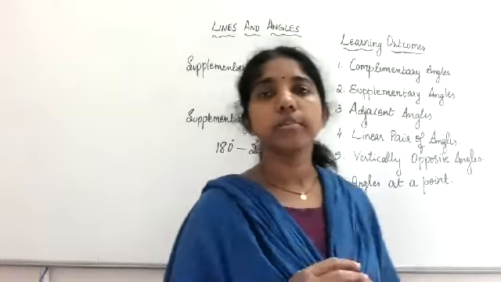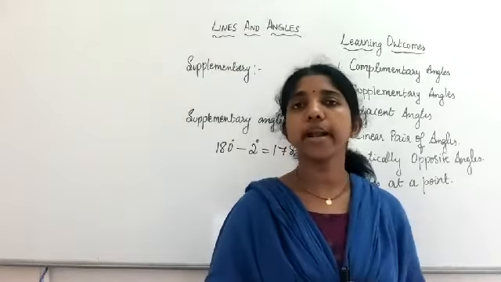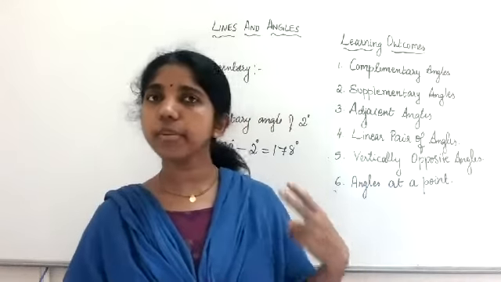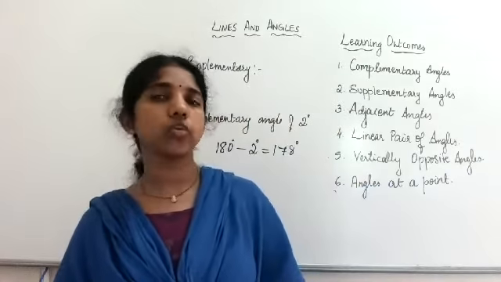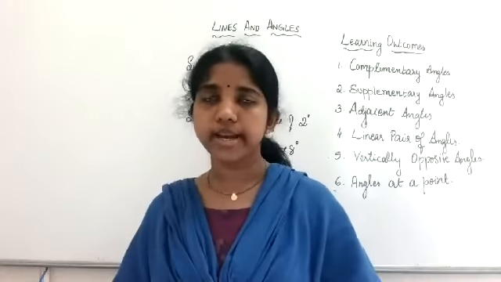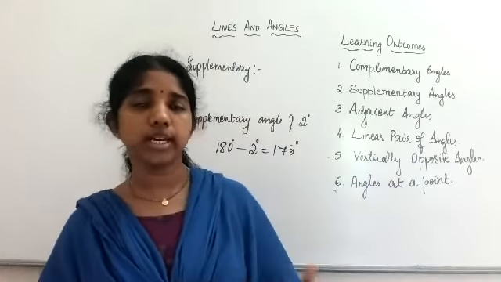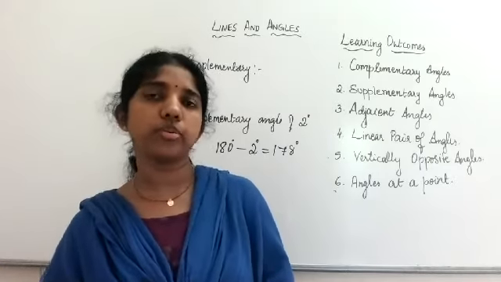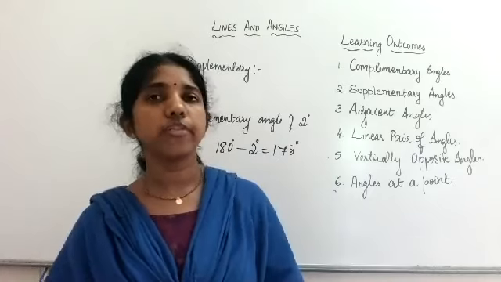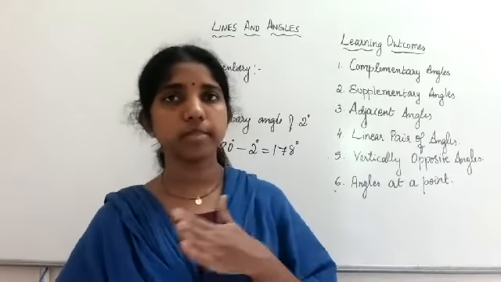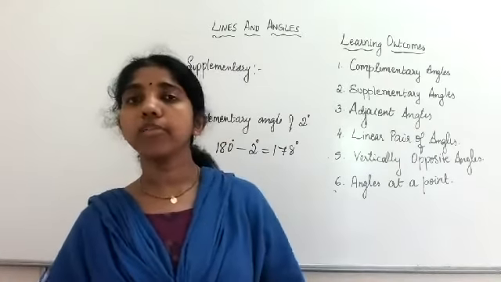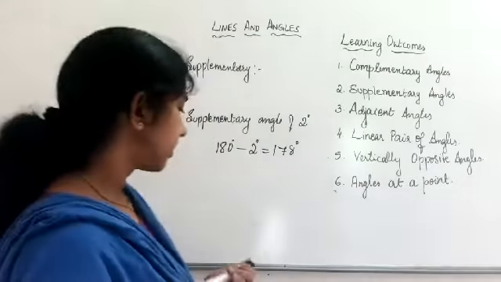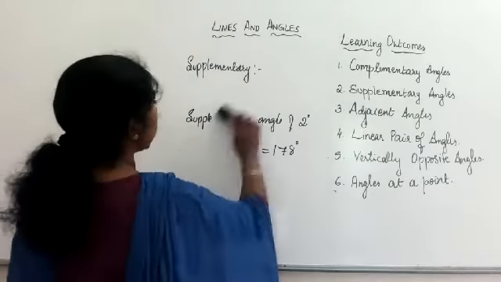So it means if the sum adds up to 180 degree, then the two angles are said to be supplementary angles. If the sum of the two angles adds up to 90 degree, then those two angles are complementary angles. Another way they might ask you is to find the supplementary angle of x degree. The supplementary angle of x degree is 180 minus x. What's the complementary angle of x degree? It is 90 minus x. Clear? Yes. Next we will move on to the next concept, that is adjacent angles.